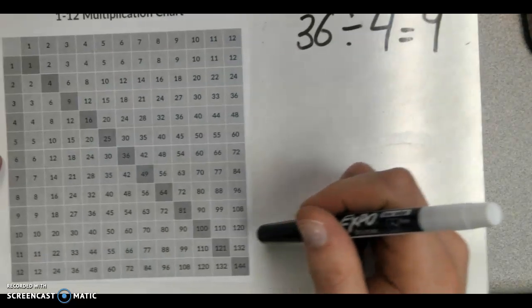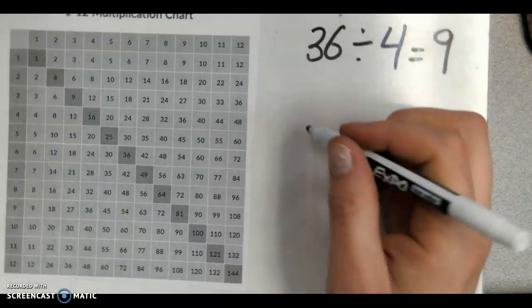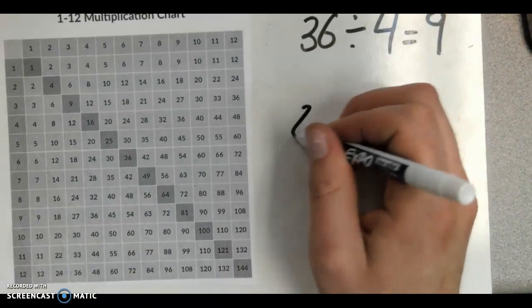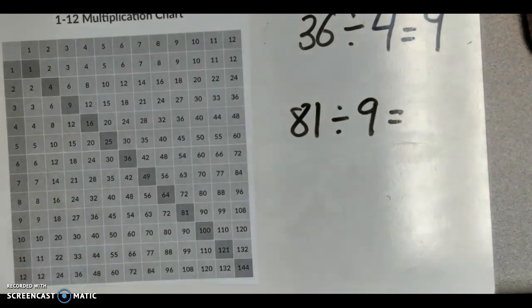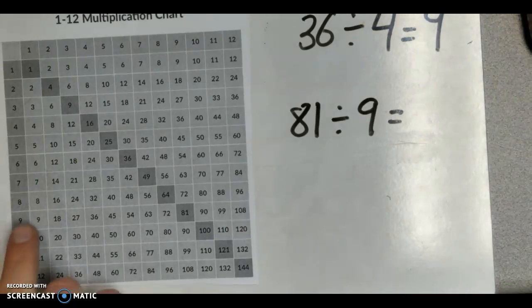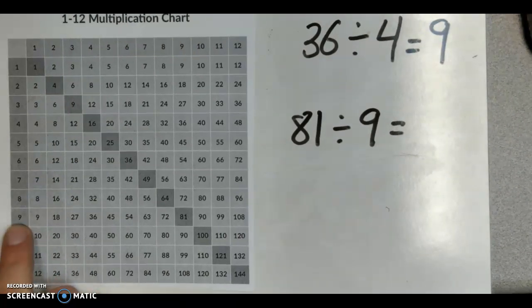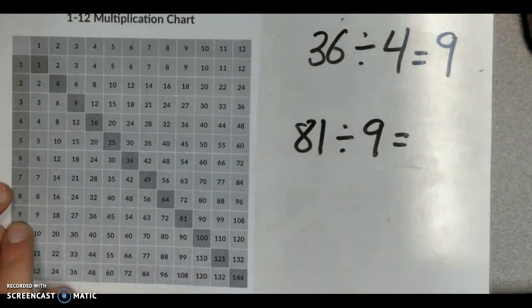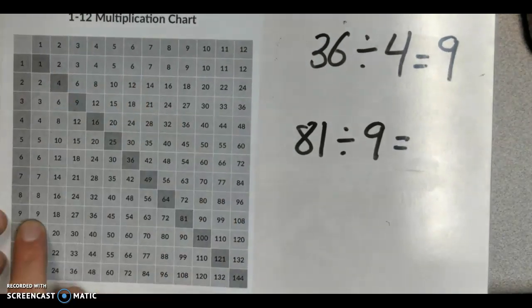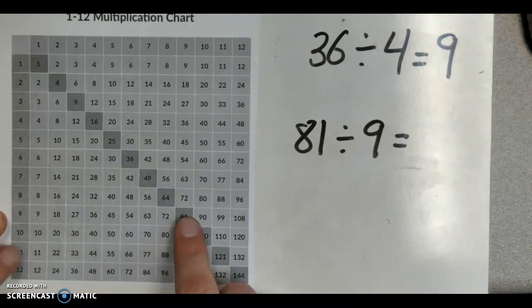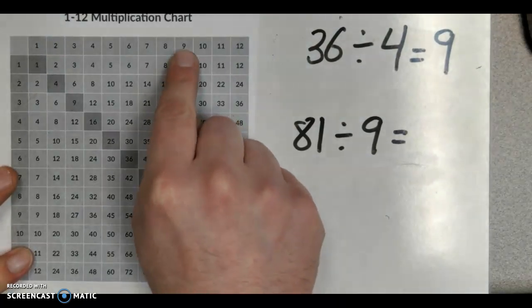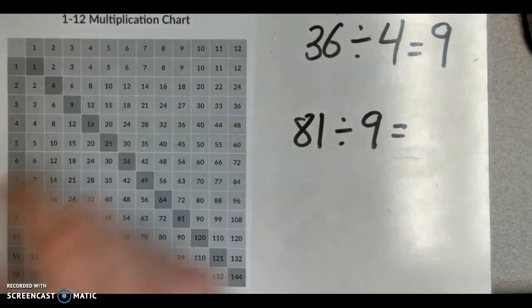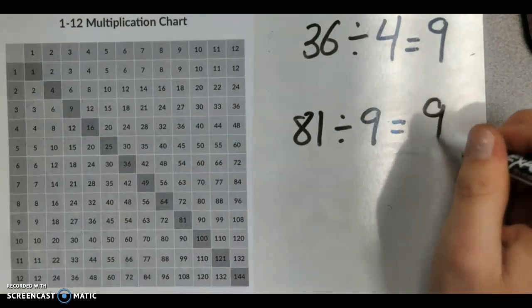Okay? Once again, if I have a problem like, let's do 81 divided by 9. I'm going to put my finger on the 9 because I'm dividing by 9. I'm going to search for my total, which is 81. Okay, I found it. I bring my finger all the way up, and that tells me it's 9. So it is 9 times that can go into it.